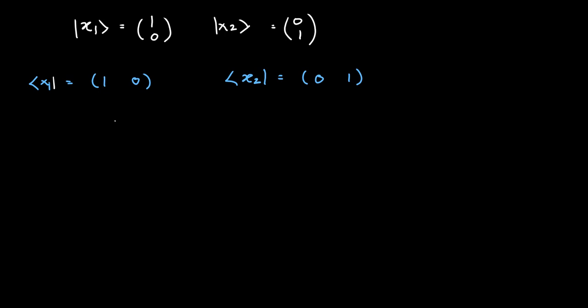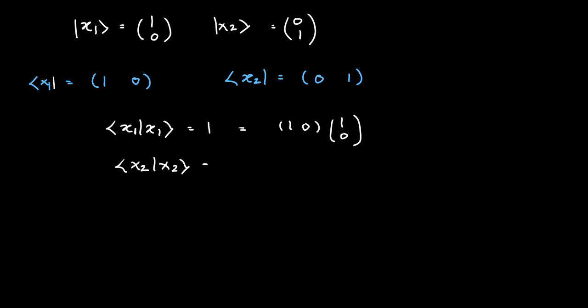And they satisfy a very interesting thing. If you do x1 and x1, you get 1. This calculation is very straightforward. You have 1 0 multiplied with 1 0 like this, and you get 1. Similarly, when you do x2 and x2, you again get 1, and this is also very simple. You get 0 1 and 0 1, you do the multiplication, you get this. So why are we talking about these objects? Because when I am talking about this object and when I'm talking about this object, you can think of this as another way.